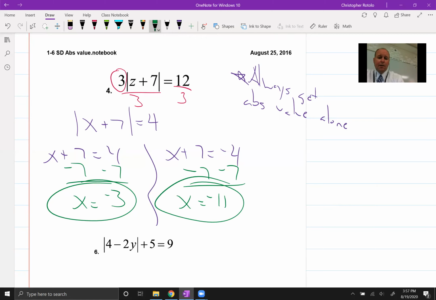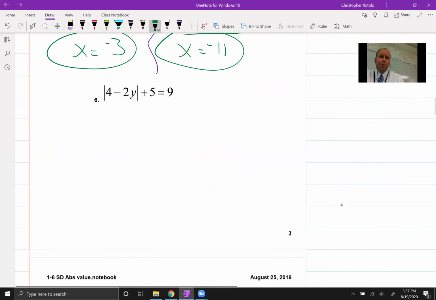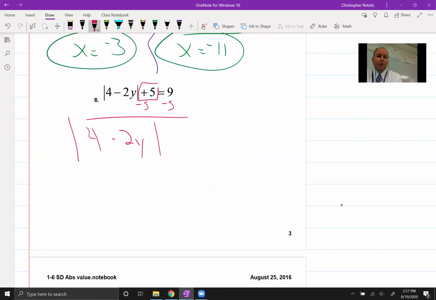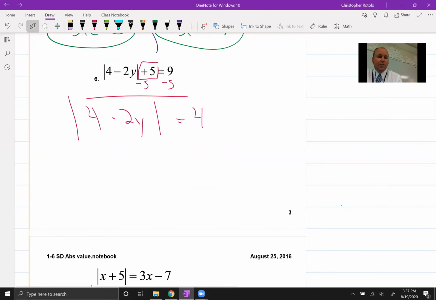Not too shabby. All right, we'll do one more of these, and then I'll skip over and get you to the Algebra 2 stuff. That's what you came in for. Remember, anything that is extra from the absolute value, we have to get rid of that first. So goodbye 5. So 4 minus 2y is now in the absolute value all alone, equals 4. Okie dokie. Now we're ready to set up our two equations.